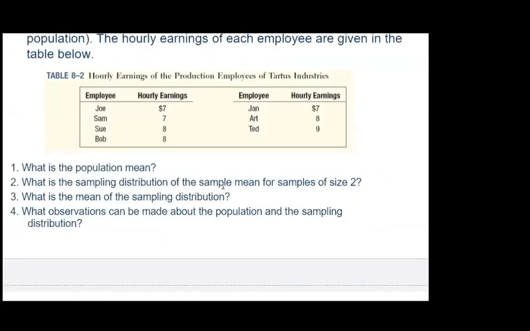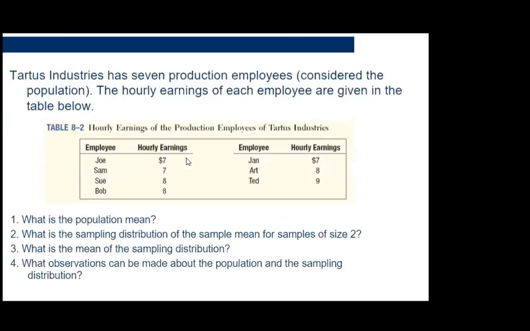The sampling distribution of a sample mean is a probability distribution consisting of all possible sample means of a given sample size selected from a population. So here we have a very short example, a sample of employees with their associated earnings per hour. $7 for Joe, Sam $7, $8. What does a sample mean look like if I select samples with a sample size of 2? I would select samples of 2 by 2.